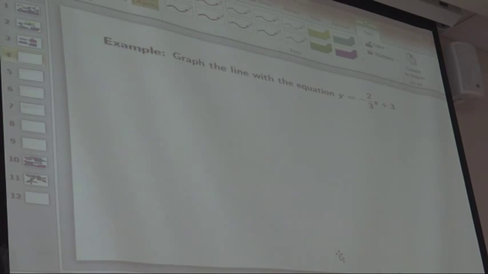Now let's look at this. Now we're going to graph the line with the equation y equals negative 2/3 x plus 3. Now in this format, what is the slope m? Slope is negative 2/3, and y-intercept is 3.